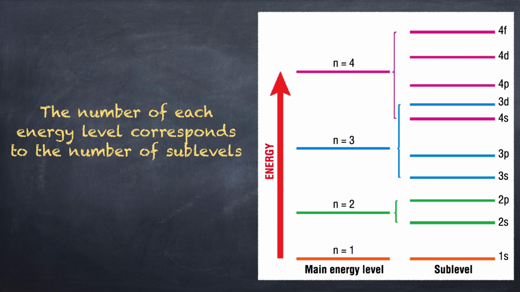Scientists then realized that the number of sublevels corresponded with the main energy level. For instance, the n equals 1 energy level had one sublevel, whereas the n equals 3 energy level had three sublevels.